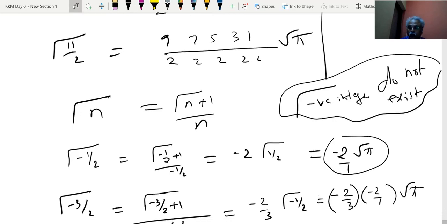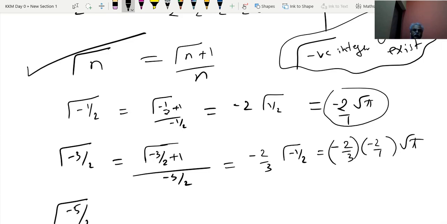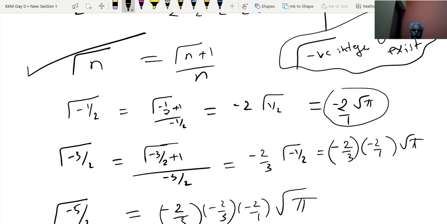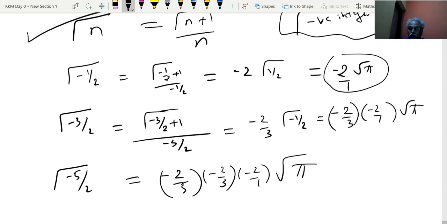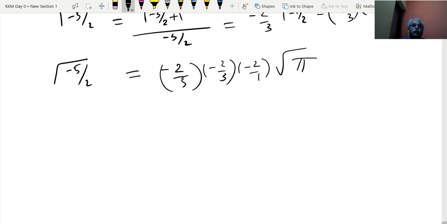So now I am trying to write gamma of minus 5 by 2 directly. If I know this recurrence relation, I can find this, which is minus 2 by 5, minus 2 by 3, minus 2 by 1 into root pi. So now we are set to solve very interesting and important examples for you. Here we go.